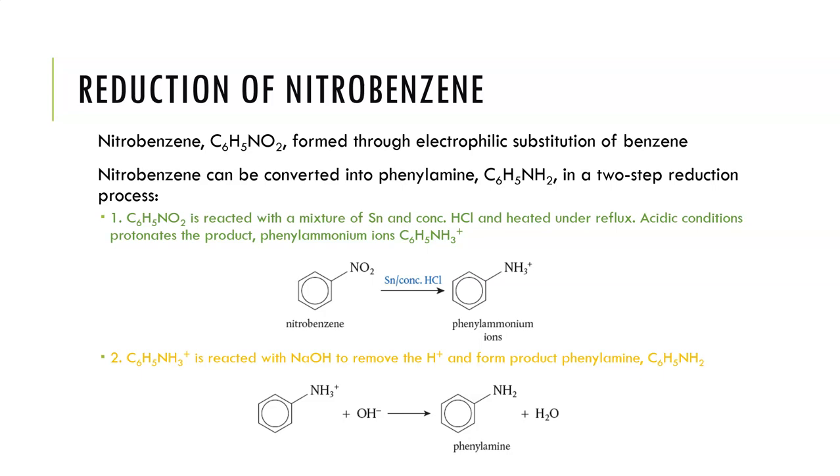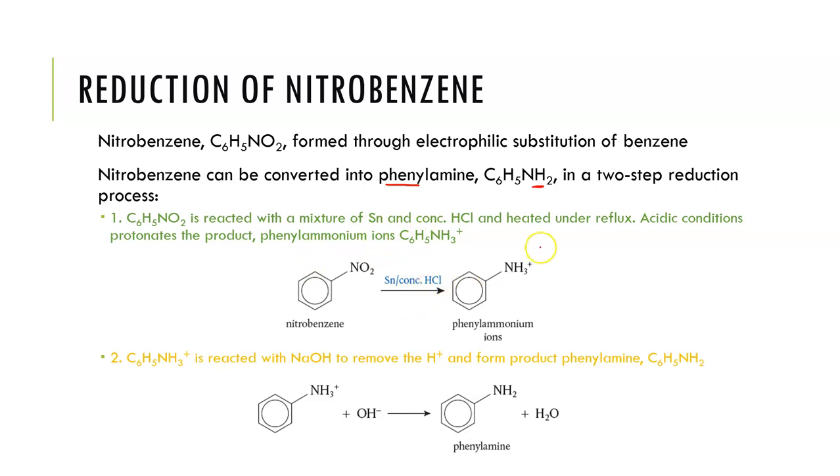Just as we talked about making nitrobenzene the other day with our electrophilic substitution of benzene using the nitrating mixture, we can form the amine, because of our aromatic group, phenylamine. So we've added an NH2 onto the benzene ring in a two-step process. First, we need to make the nitrobenzene. Then from there, we react it with tin and concentrated HCl.